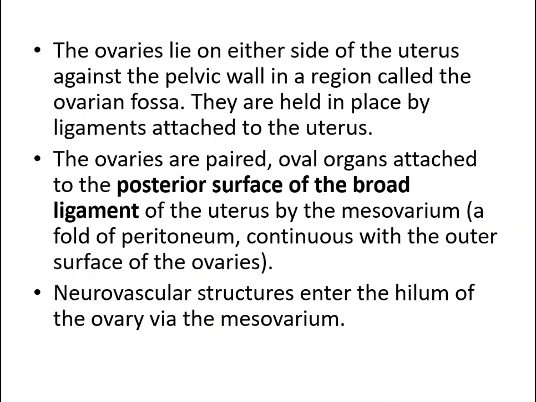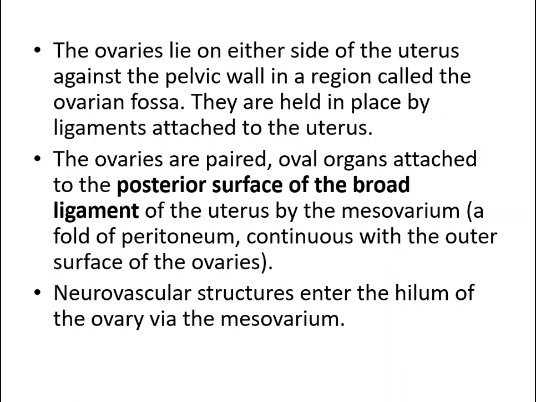The ovaries lie on either side of the uterus against the pelvic wall, in a region called the ovarian fossa. So they are on either side of the uterus, and it is the only pelvic organ situated inside the pelvic cavity, and the region which is covered by the ovary is known as the ovarian fossa. They are held in place. How are the ovaries held in place? By ligaments attached to the uterus.